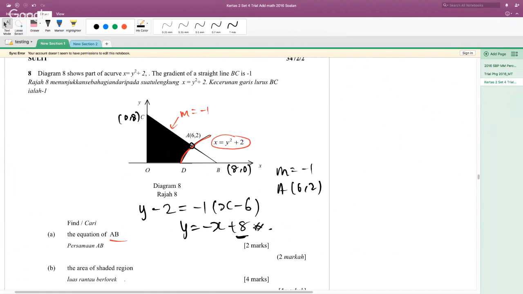Can we swap the position for 8 and -x? Yeah, sure. You can write y equals 8 minus x. It doesn't matter. The examiner won't deduct your mark because of that.